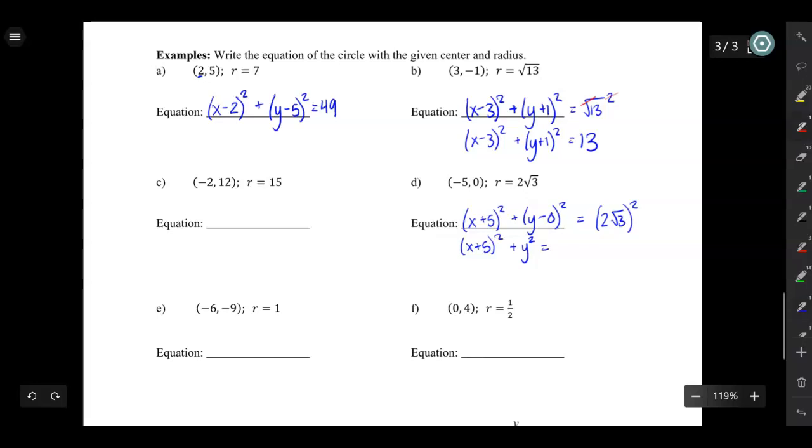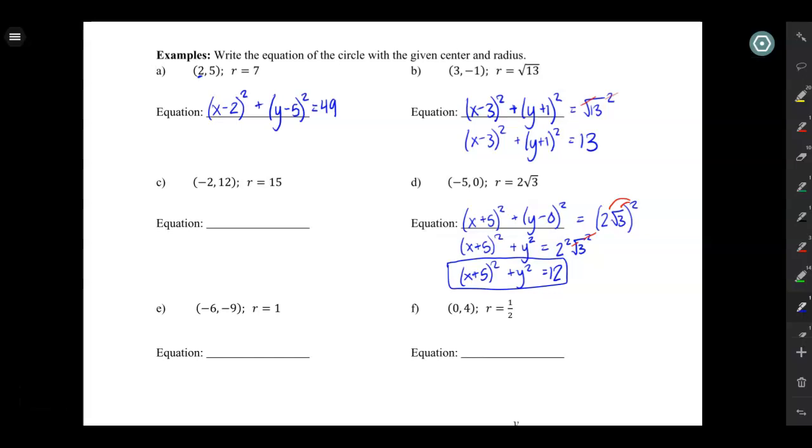Then I need to simplify my radius. So I have 2 square roots of 3 squared. So I'm going to distribute the square in, and I'm going to get 2 squared times the square root of 3 squared. So let's do one more step of simplifying here. 2 squared is 4. The square root of 3 squared is going to cancel out. So I just have 4 times 3, which is equal to 12. So this is going to be my final answer here. And you do want to simplify this down so that you get the simplest looking equation that you can at the end.